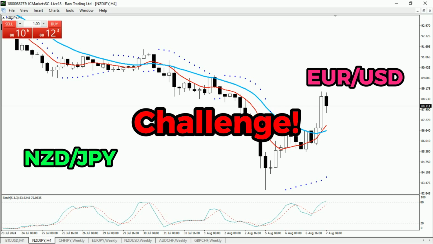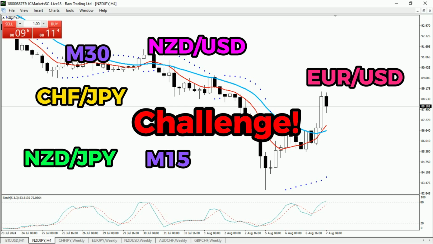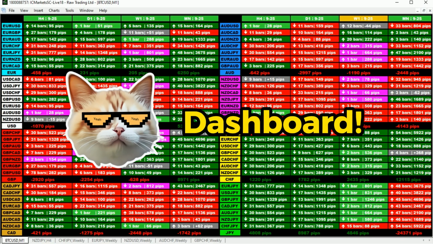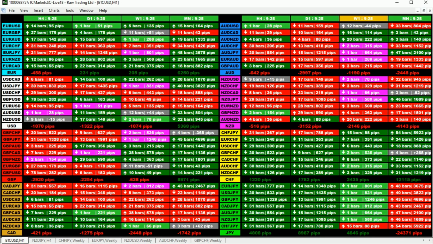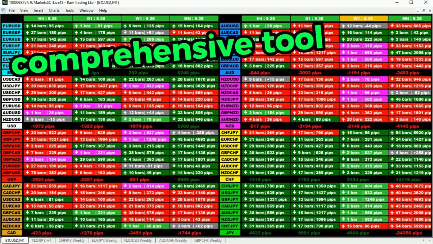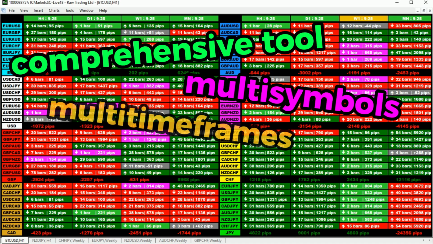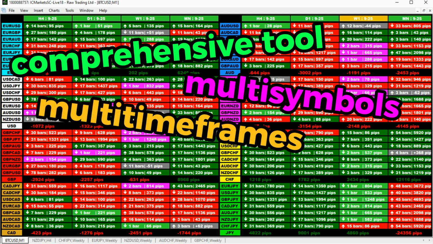Now, let's address a common challenge. Monitoring multiple charts and timeframes to find these entry points can be time-consuming and overwhelming. This is where my Forex dashboard comes into play. The dashboard is a comprehensive tool designed to simplify this process. It provides deep insights into currency momentum across various symbols and timeframes.